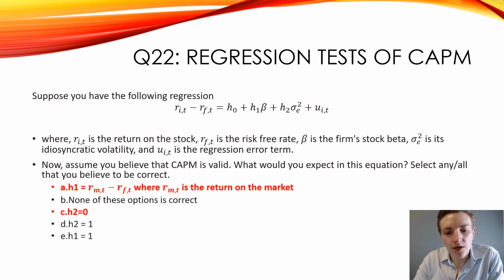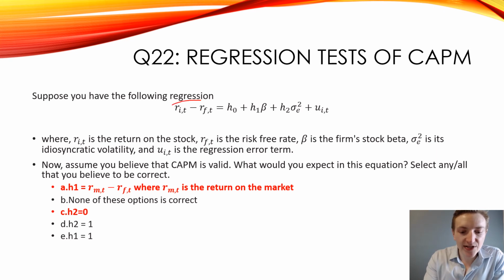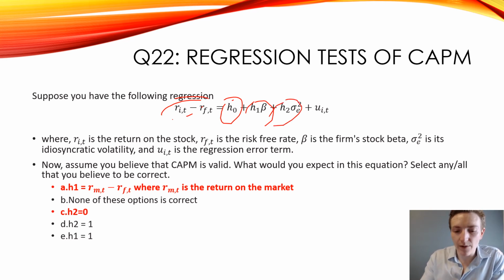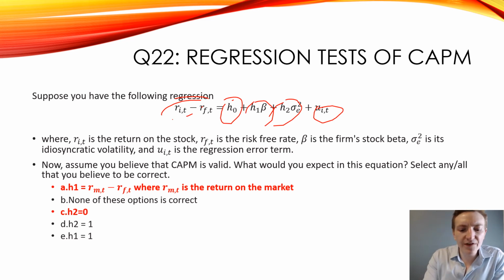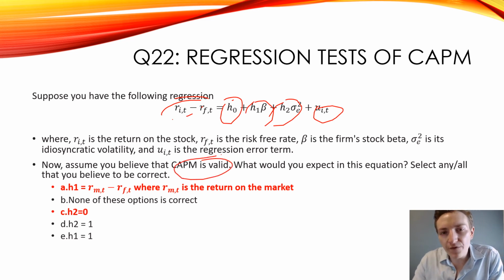Now, this question is effectively asking us about regression tests of the capital asset pricing model. So you're told, suppose you are running the following regression. Excess return on the stock is equal to an intercept term plus its beta, or a function of its beta, plus the idiosyncratic volatility multiplied by a parameter, plus the error term. So here, H0, H1, and H2 are your regression parameters. Now it says, assume you believe CAPM is valid. Which of the following would you expect from the coefficients in the model?